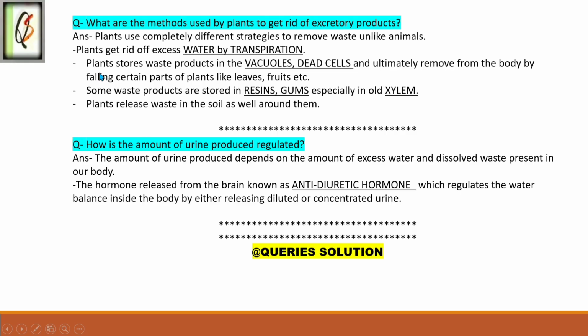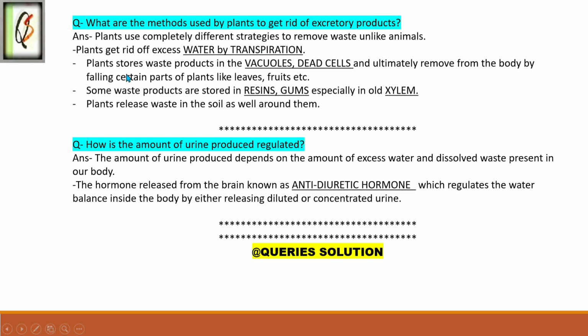Yes. So, what are the methods used by the plant to get rid of the excretory products? In a very simple way, what are the different ways plants release excretory waste products out of their body? So, there are different ways plants remove them. Unlike animals, which have a developed system, they don't have such important organs, but how do they release the waste then? So plants get rid of excess water by the process of transpiration.